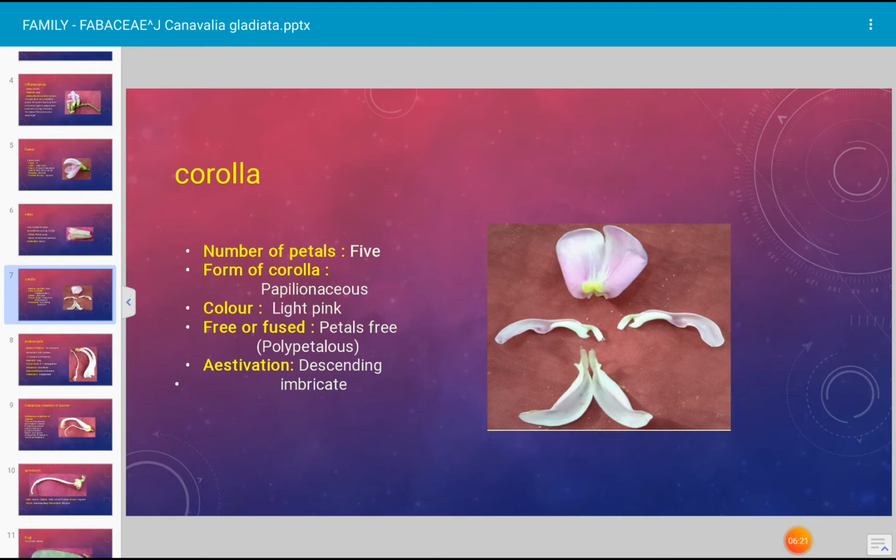In papilionaceous form of corolla, out of 5 petals, 1 petal is very large and is called the standard petal, and there are 2 wing petals which resemble wings of a bird, that is called wing petals, and another pair of petals, the keel petals, are boat shaped, hence also described as boat petals. It is a keel petal.